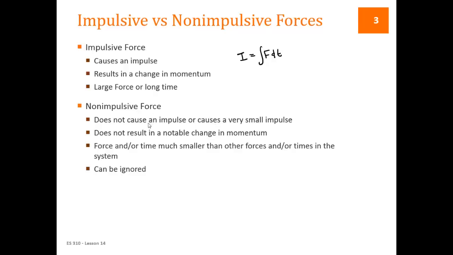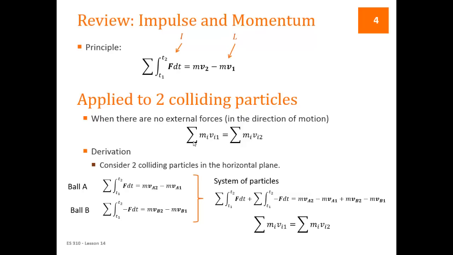So the question is, in which cases would a force not cause an impulse? If the force is very small or the time is very small, you wouldn't necessarily get an impulse from that force. So ask yourself, does this force cause a change in momentum of my system? If a force is much smaller than other forces, so for example, when you hit a ball with a tennis racket, the force that the tennis racket applies on the ball causes an impulse. It changes the momentum substantially. The weight of that ball is also a force acting on the ball over a given time. That weight is so much smaller than the force of the tennis racket that the weight is non-impulsive, so we can ignore that weight.